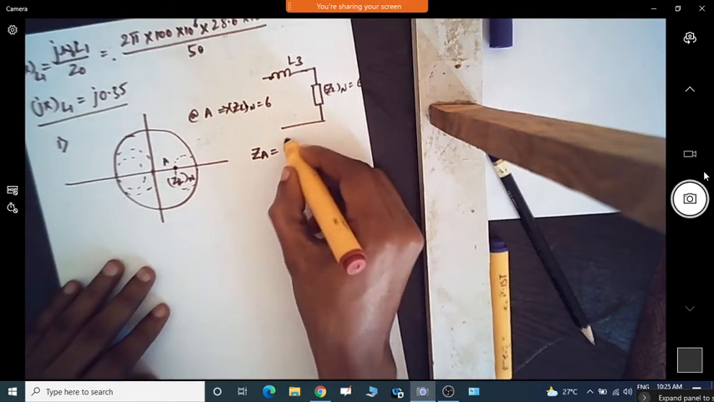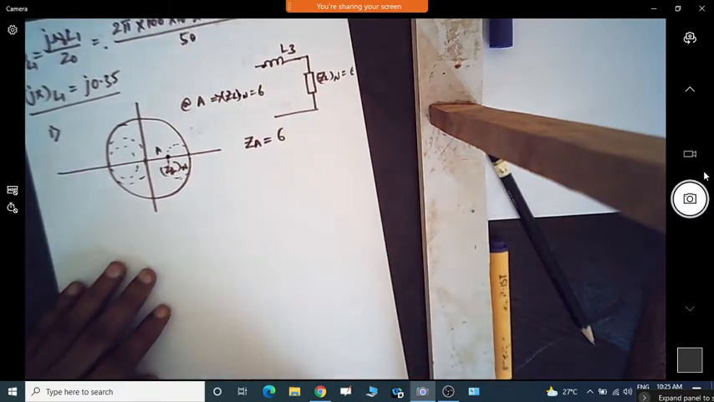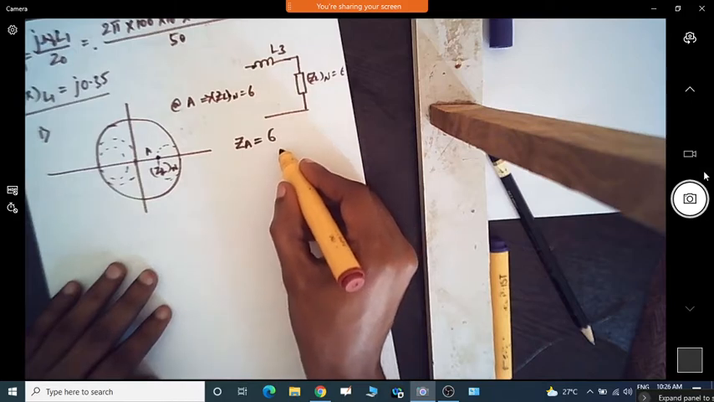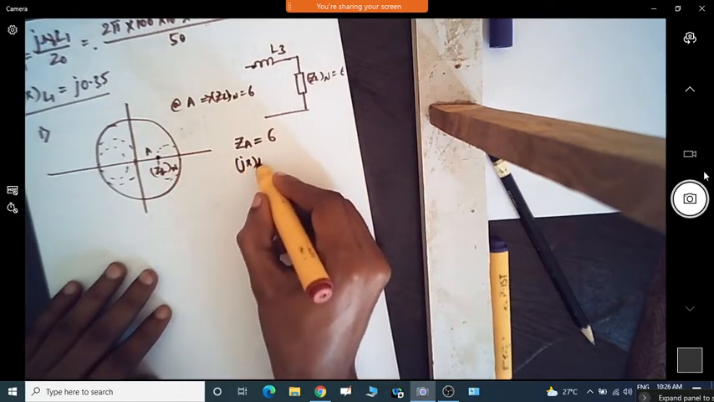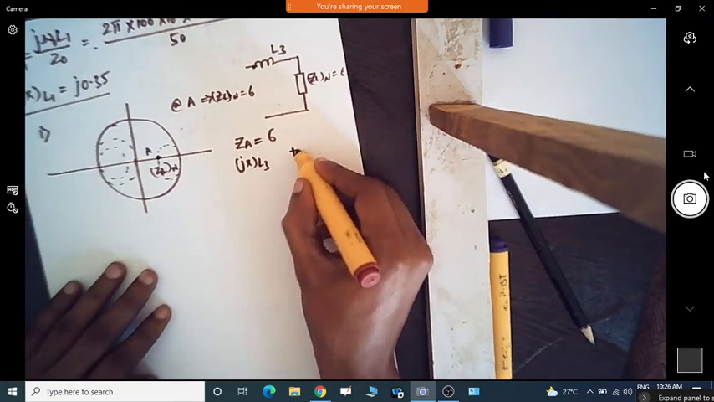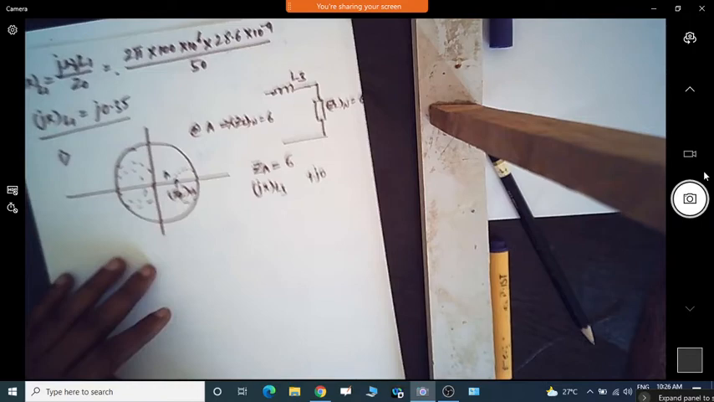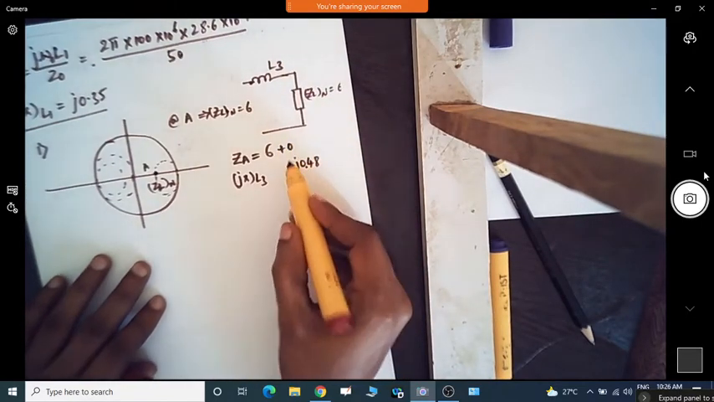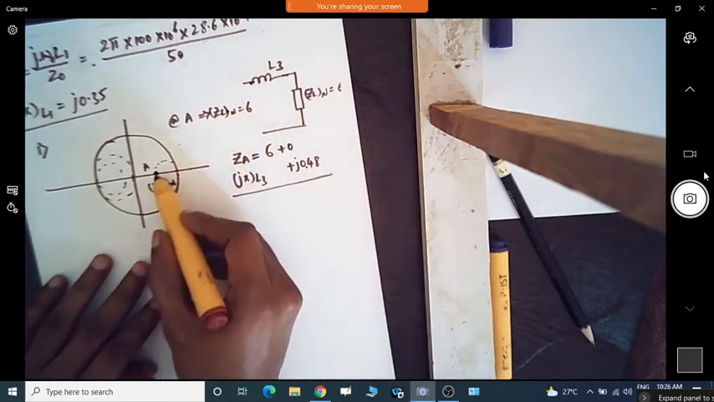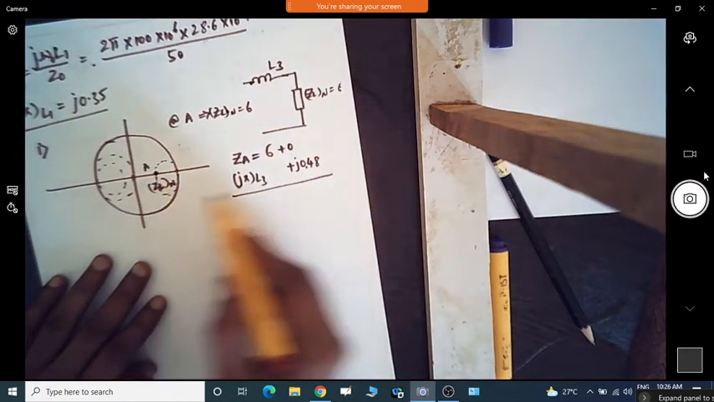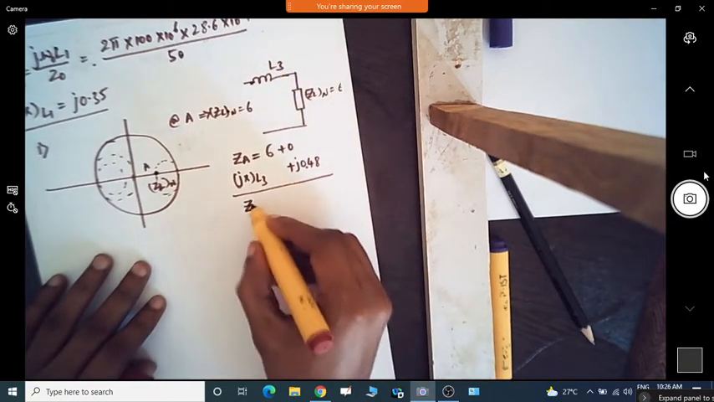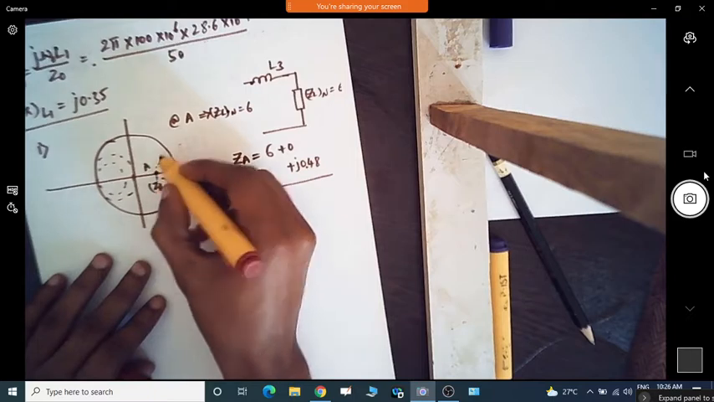At point A the impedance value is Z equal to 6. Now we need to add the reactance of the inductor, which is L3. The value we got is 0.48. Here we have the 0 reactance. For point A, wherever we have the Z normalized value, we add the reactance of this inductor, so that you will get some other point B.